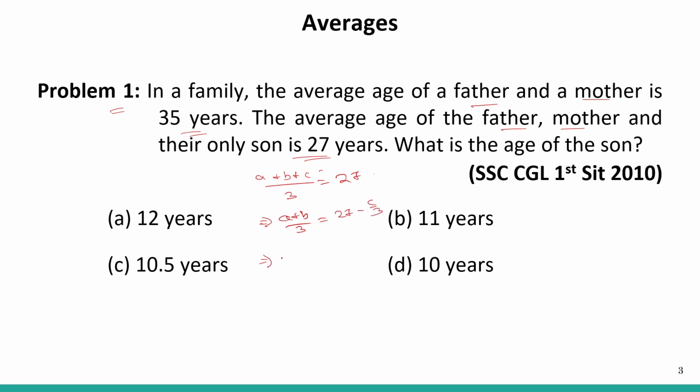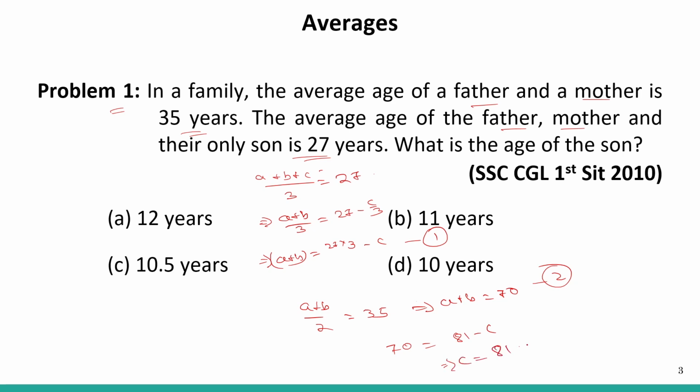So this implies that A plus B is equal to 27 into 3 minus C. And we are given that (A + B) by 2 is equal to 35. So this implies that A plus B is equal to 70. So we can equate equation 1 and 2. Comparing these two, 70 is equal to 81 minus C. So this implies that C is equal to 81 minus 70, which is 11. So 11 will be the correct answer.